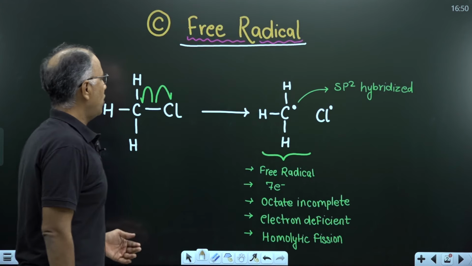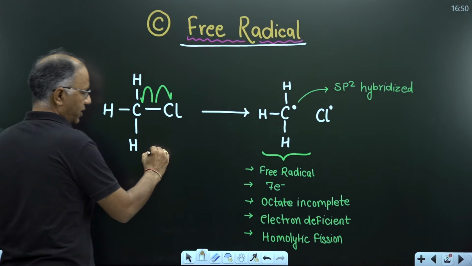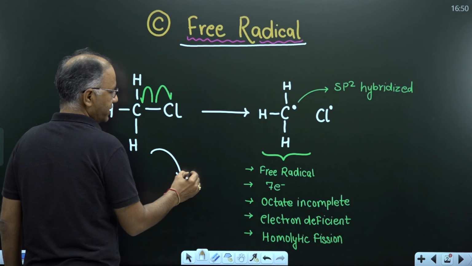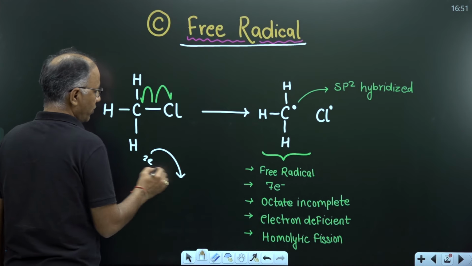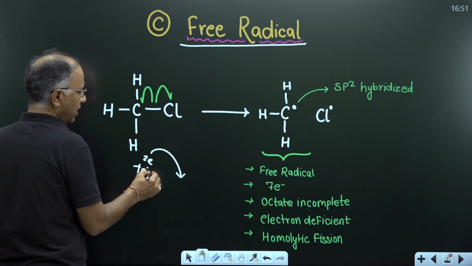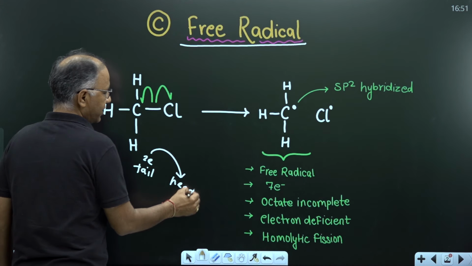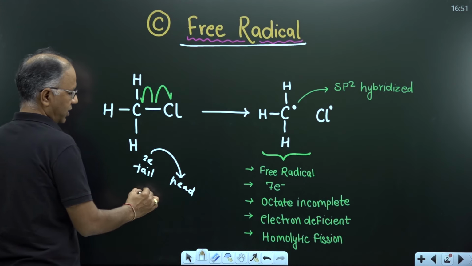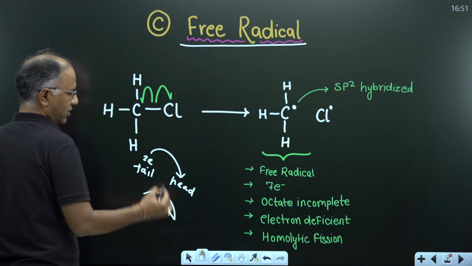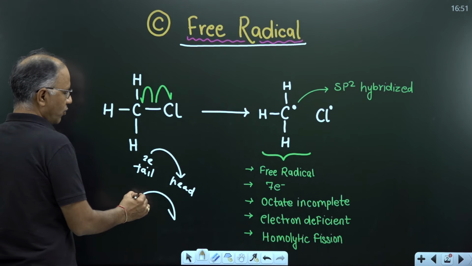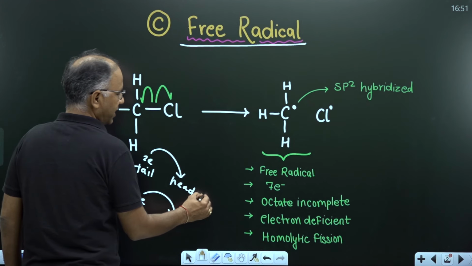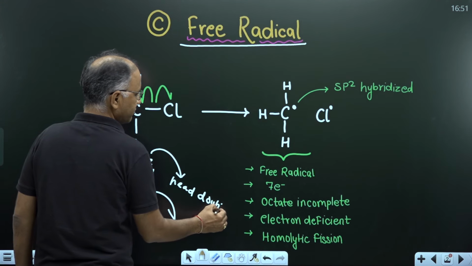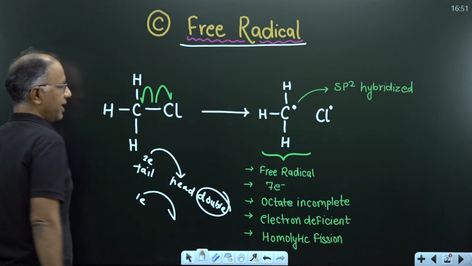Now first of all, how will a free radical form? What is the meaning of this arrow? This arrow is a double-headed arrow, which means there is a movement of 2 electrons from tail to head. This is the tail and this is the head. This indicates movement of 2 electrons. And if I draw it like that, what is the meaning of that? The movement of 1 electron. It is a single-headed arrow. This is a double-headed arrow and this is a single-headed arrow.